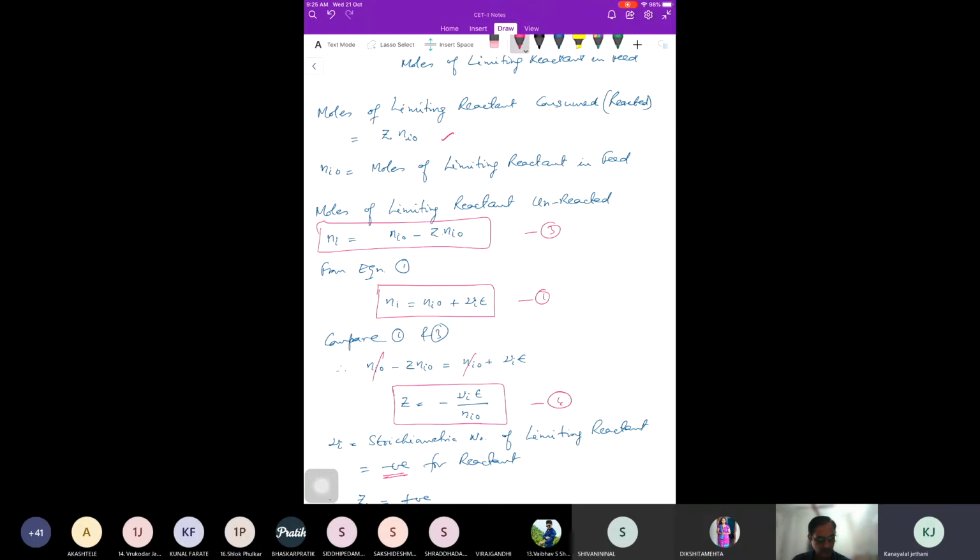Conversion is equal to minus nu I into epsilon upon Ni0. So if you know nu I, you know Ni0 and epsilon, you can find out Z. Nu I is always known for a reaction. Ni0 is also known for a reaction, right? And if you know epsilon, you can find out Z. Does that answer your question?